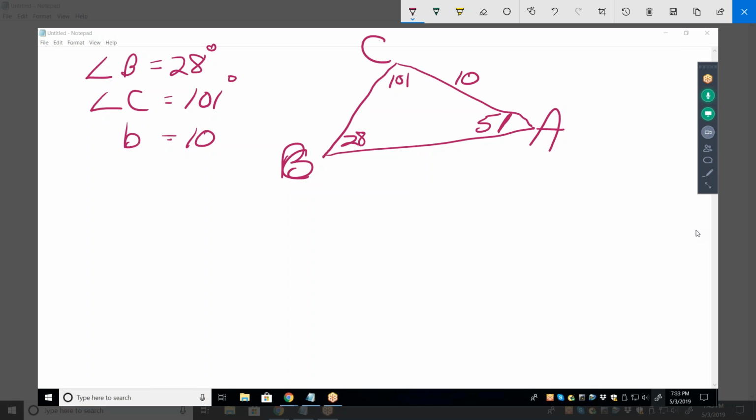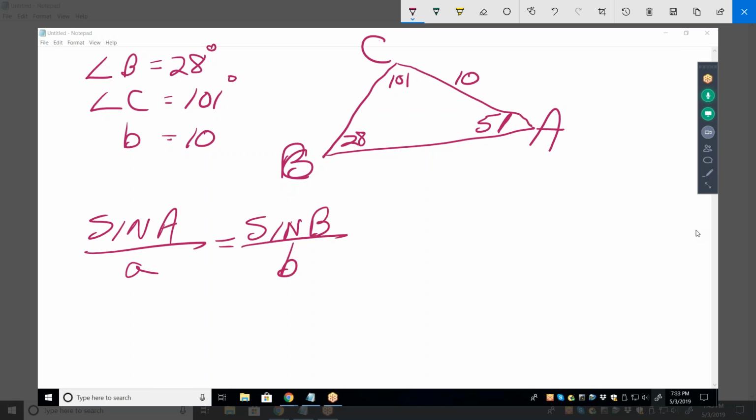Now you have to use the law of sines. In other words, all of our nice trig functions, like opposite over hypotenuse, those only work on right triangles. When you're working on a triangle that's not a right triangle, you have to use the law of sines. And the law of sines basically says that the sine of an angle relative to its opposite side, that ratio is always the same in a given triangle. In other words, in this triangle, that is going to be true.